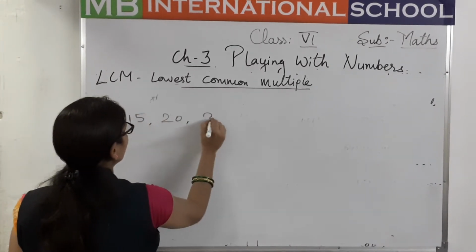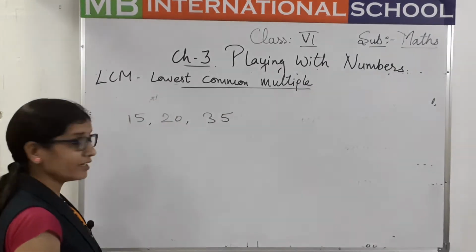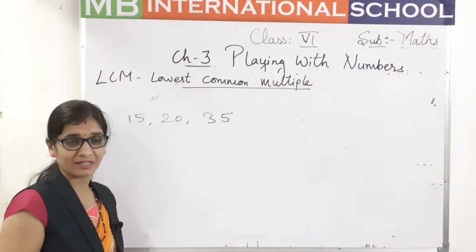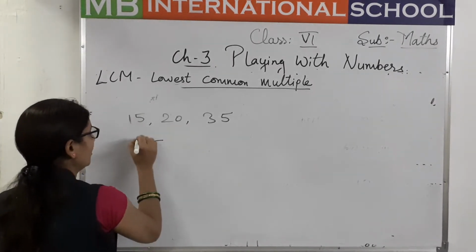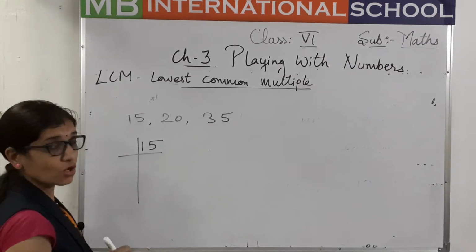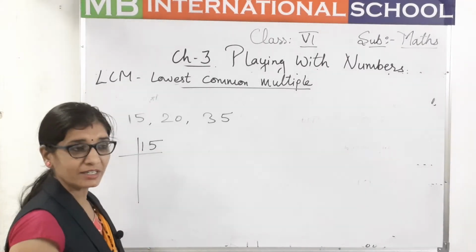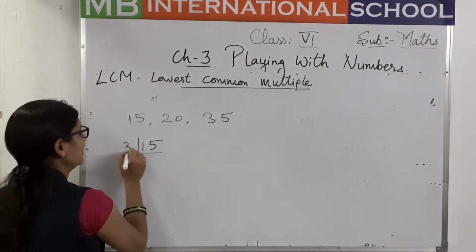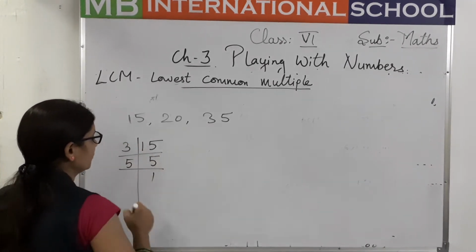Children, you all already know how to find the prime factorization. So it's an easy method. I think you are taking interest. Firstly, 15 is an odd number, so it is not divisible by 2. We can divide it by 3. How many times? 5 times. We got the factors of 15.